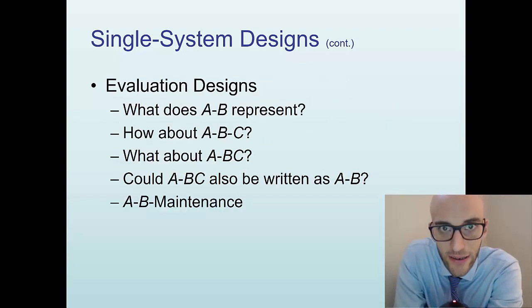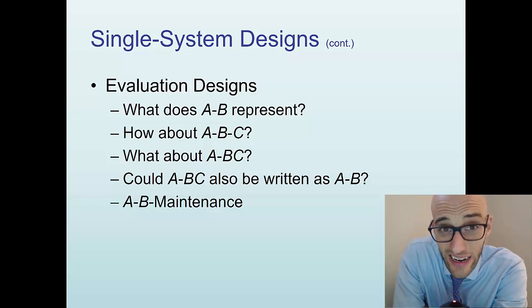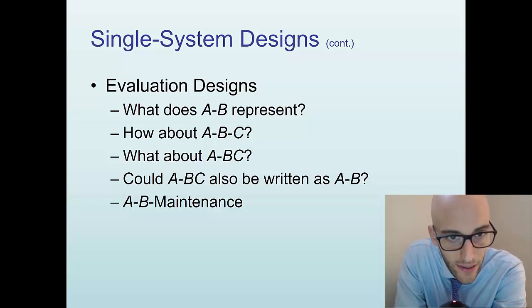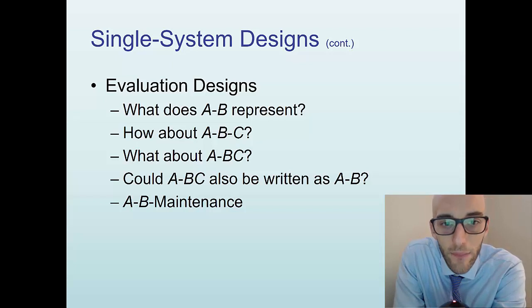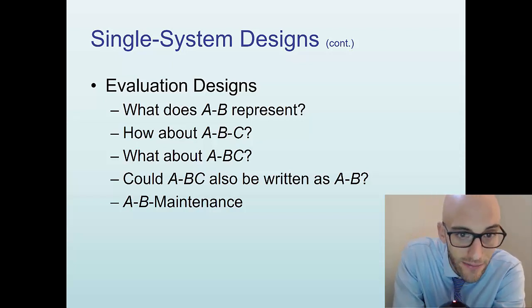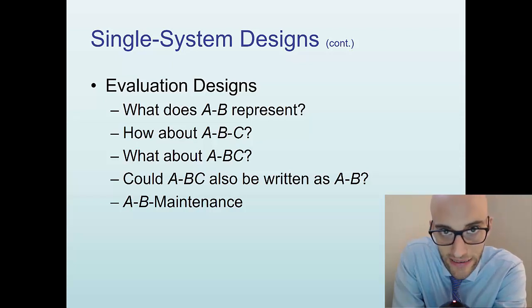So here are some examples here. And this might seem basic, but it's still good for you to know what people are writing up within their single system designs here. So AB represents baseline intervention versus ABC would be a baseline, a second intervention followed by a third intervention. A-BC would mean that there was multiple interventions simultaneously, which kind of raises the question of, could you write A-BC for the two simultaneous interventions, or could you just write AB?